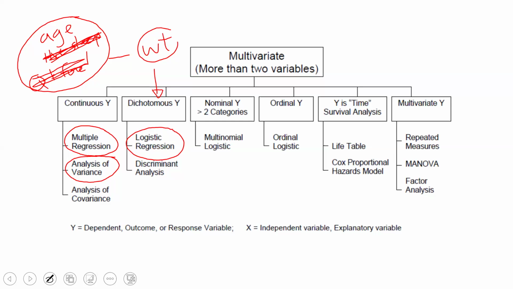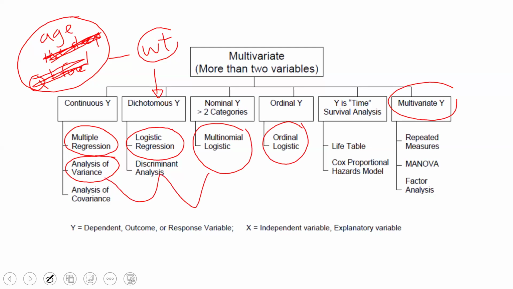Sometimes your dependent variable can be greater than two categories. There you use multinomial logistic regression. Your dependent variable can be an ordinal variable. You use ordinal logistic regression. And then there is survival analysis. And then we have multivariate dependent variable. So these are a bit on the advanced level. We'll just look at some examples from these three in the class work.